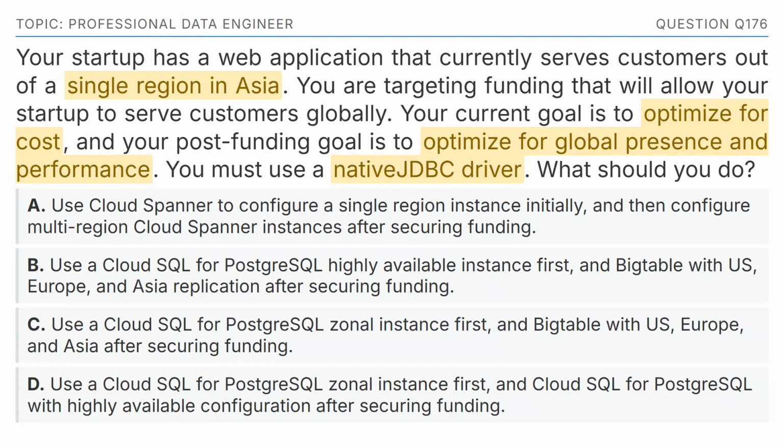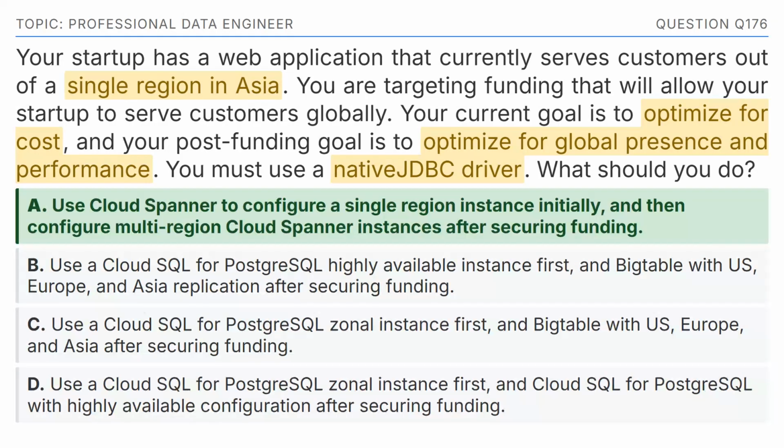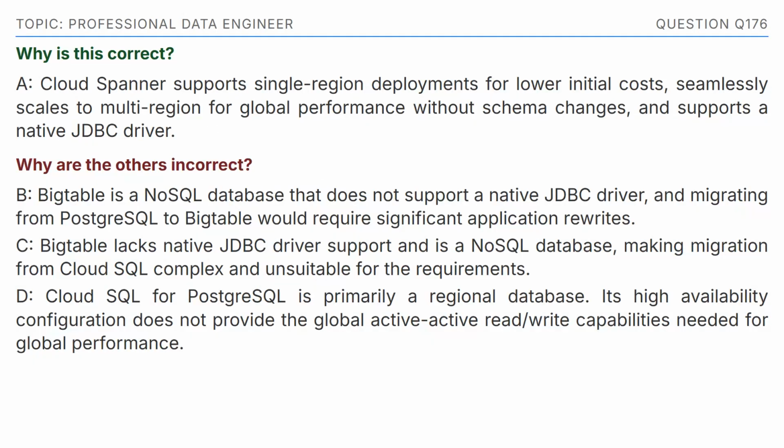To arrive at the correct answer, we focus on the keywords: single region in Asia, optimize for cost, optimize for global presence and performance, native JDBC driver. The correct answer is option A, use Cloud Spanner to configure a single region instance initially, and then configure multi-region Cloud Spanner instances after securing funding. Why is this correct? A. Cloud Spanner supports single region deployments for lower initial costs, seamlessly scales to multi-region for global performance without schema changes, and supports a native JDBC driver.